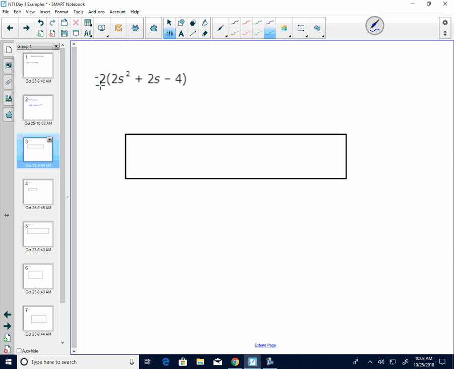It is the distributive property. It is negative 2 times 2s squared plus 2s minus 4. So I've already drawn in a box. I only need it to be one deep because I only have one term outside. And then I need to divide it 3 ways because I have 3 terms on the inside.